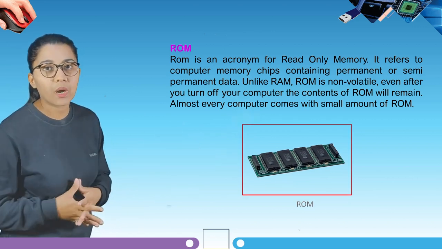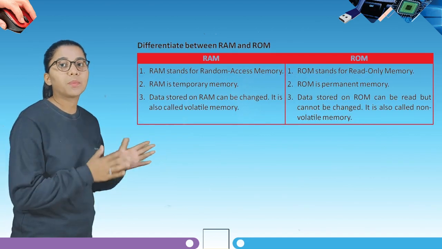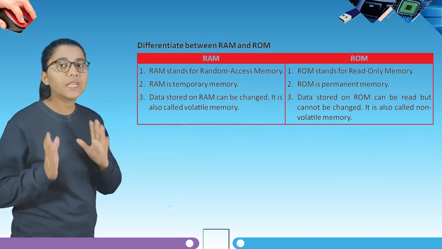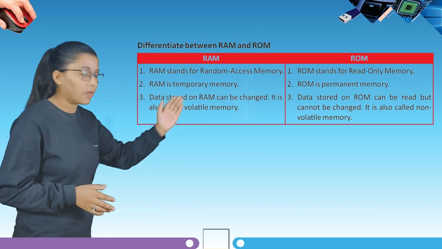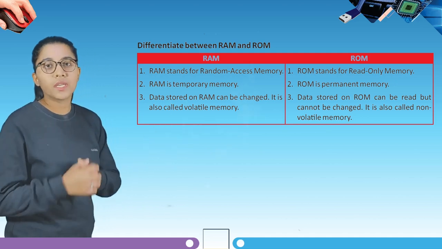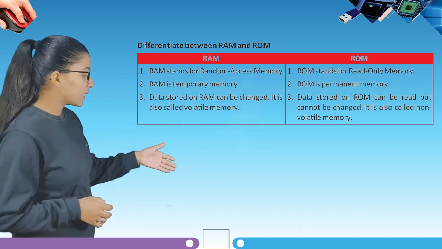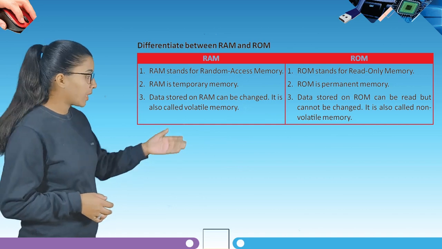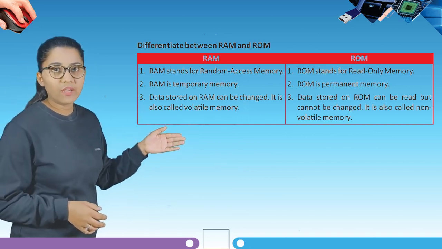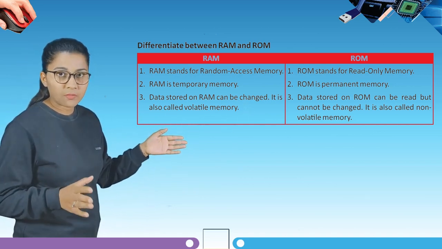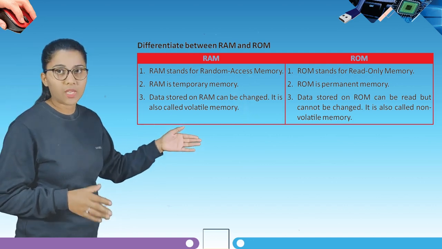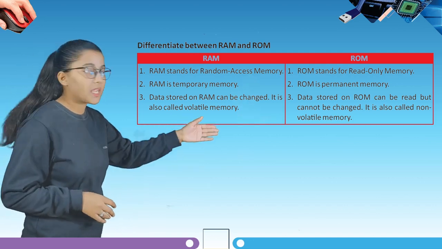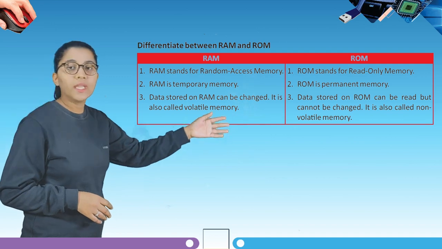Now let's learn to differentiate between RAM and ROM. What are the differences between RAM and ROM? Let's learn about it in detail. Now students, here you can see the difference between RAM and ROM. So first we have RAM. RAM stands for random access memory, whereas ROM stands for read-only memory.